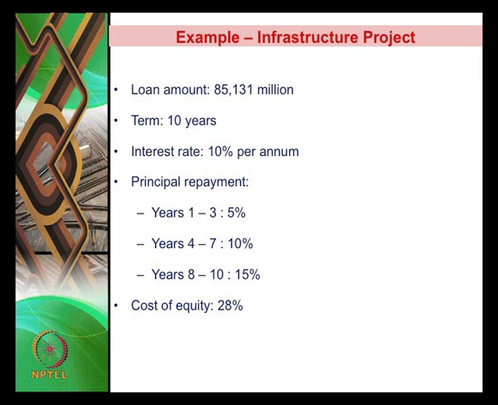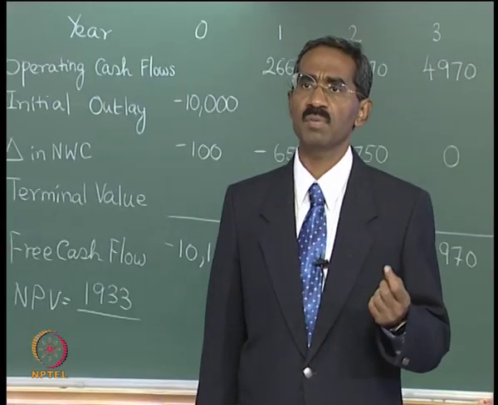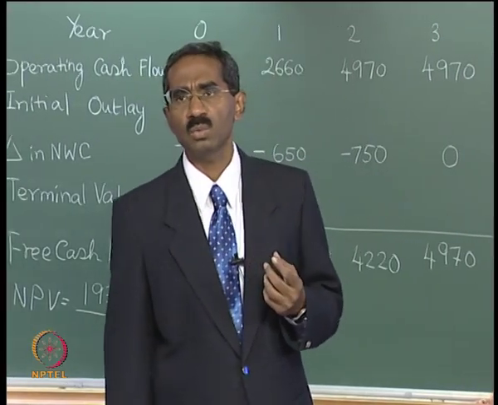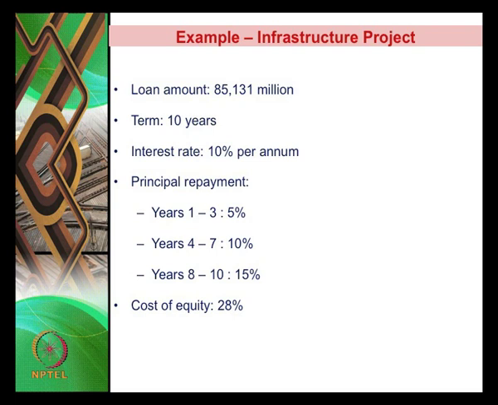In years 1 to 3 the principal repayment is 5%, in years 4 to 7 the principal repayment is 10%. So what we mean is 10% of the total loan is paid in years 4, 5, 6 and 7. In years 1 to 3, 5% of the loan amount is paid each year in years 1, 2 and 3. In years 8, 9 and 10 we pay 15% of the principal. So 15% of the total principal is paid in year 8, 15% in year 9 and 15% in year 10.